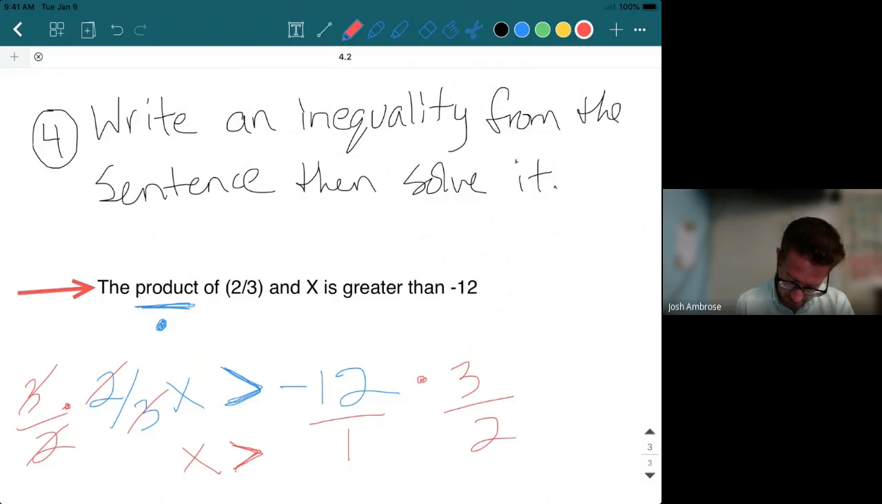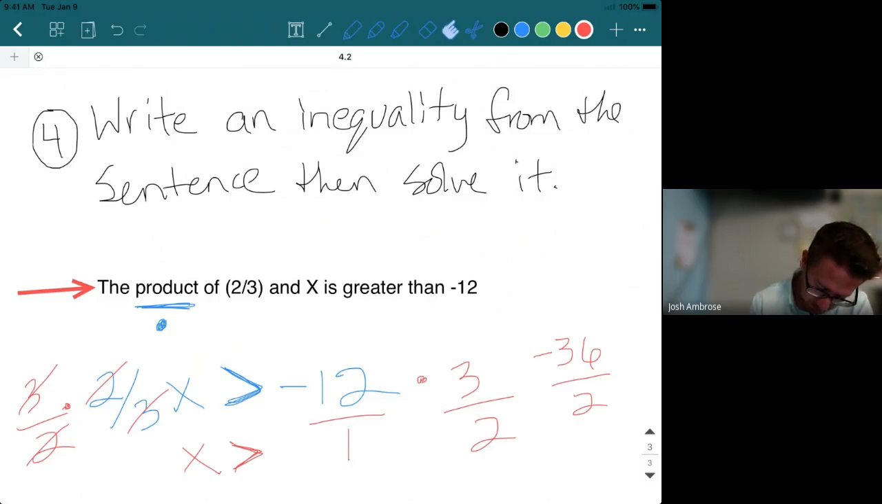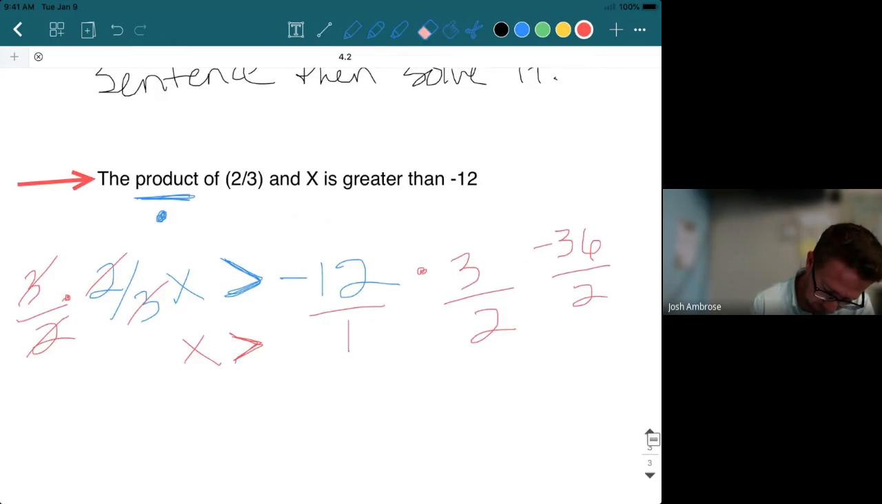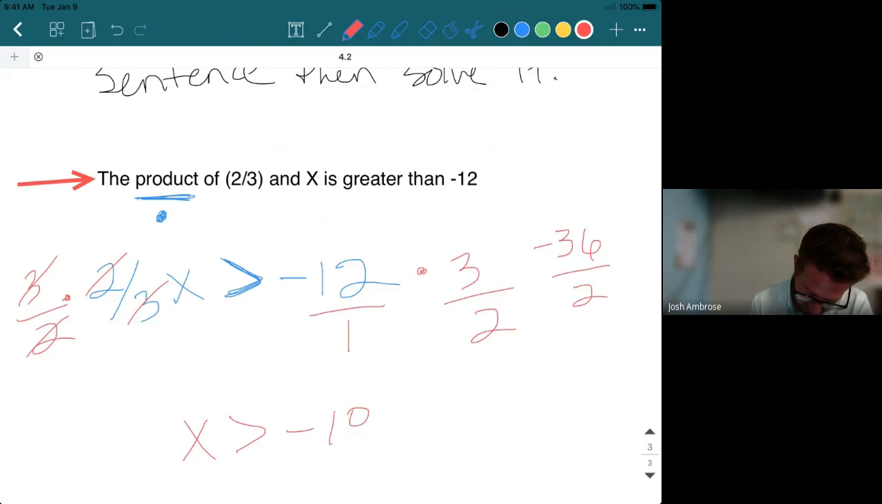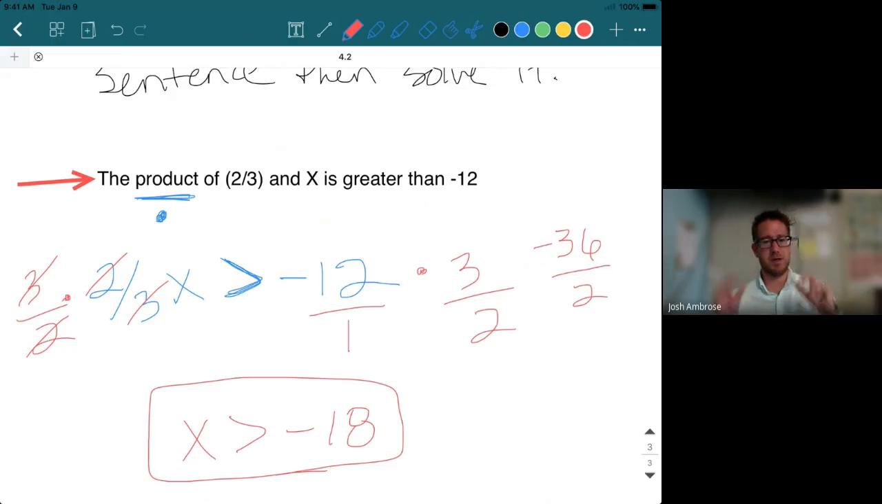-12 times 3 is -36. 2 times 1 means it's going to be divided by 2. So a -36, but I have to divide it by 2, so that can be reduced. Let's get a little more space here. x greater than -18. That would be our solution right there. It goes variable, inequality, number, perfect order, and that covers section 2, inequalities with multiplication and division.